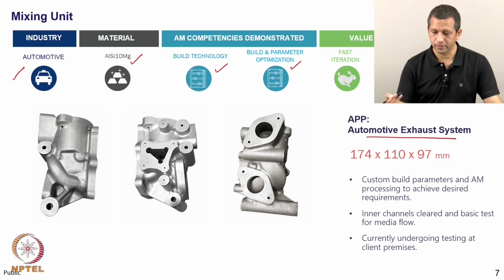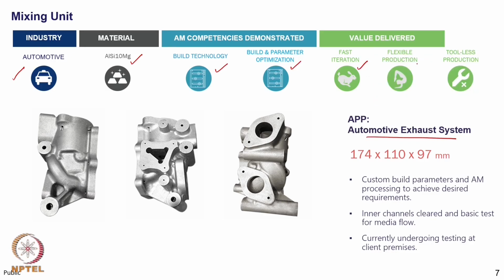There are various value additions. We have faster iteration because of ease of design and process optimization. We have flexible production. That means the additive manufacturing of this component can be done either at the client location or wherever, let's say, the breakdown happens, or we can even change the material if we need.